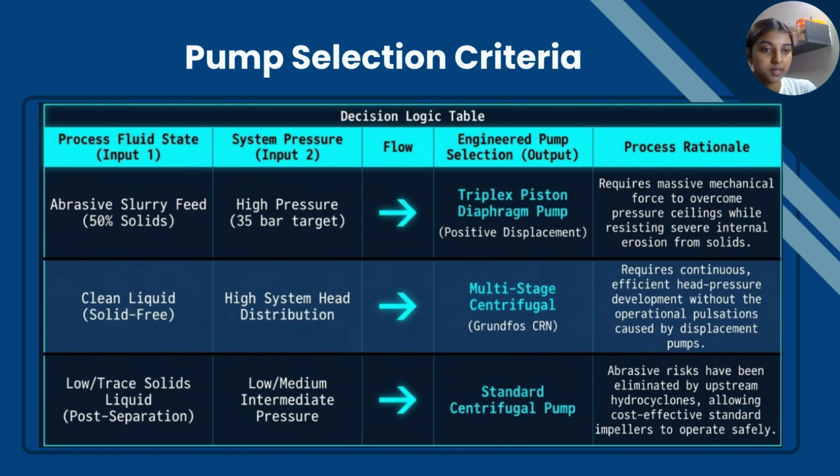To wrap up our technical design review, this table summarizes our engineered pump decision logic. The selection is determined dynamically by 2 inputs, the process fluid state and the required system pressure. When the fluid is an abrasive slurry with a high 35 bar target, a triplex piston diaphragm positive displacement pump is mandatory to overcome the pressure ceiling and resist internal erosion. When the fluid is clean and requires high distribution head, a multi-stage centrifugal unit delivers continuous flow without operational pulsations. Finally, when abrasive elements are mitigated post-separation, low pressure intermediate requirements are safely and economically met using standard centrifugal impellers. This logical alignment ensures both process safety and minimized capital expenditure across the plant's life cycle.